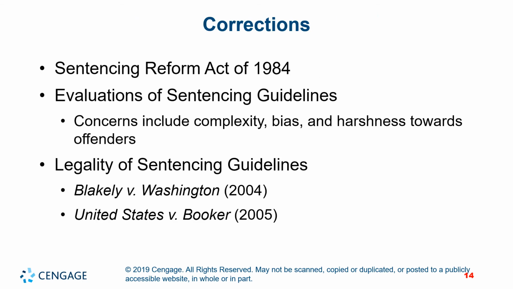As far as corrections are concerned, there was the Sentencing Reform Act of 1984. This provided evaluations of sentencing guidelines. These concerns include complexity, bias, and harshness towards offenders. And there are certain legalities regarding these sentencing guidelines. 2 cases that you need to read about and be aware of are Blakely versus Washington, which was ruled on in 2004, and the United States versus Booker, which was ruled on in 2005.